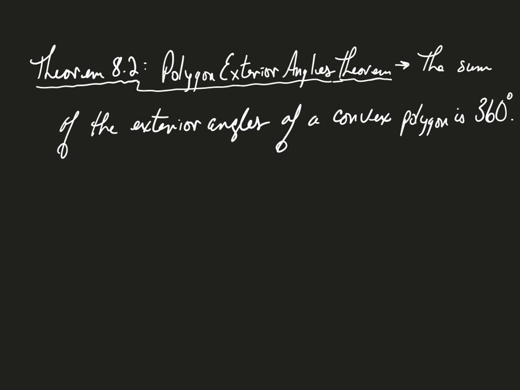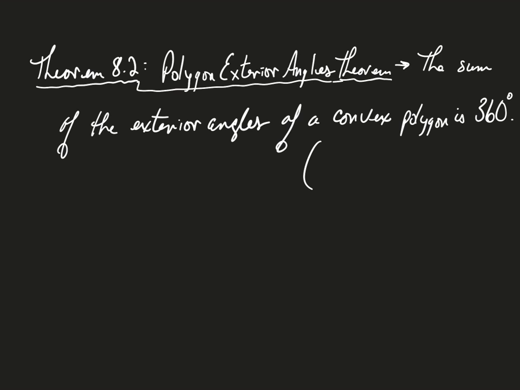All right, good afternoon. We're going to finish up section 8.1 by looking at one more theorem, some numerical problems, and then we'll just change gears a little bit at the end. First, the theorem, it's called the polygon exterior angles theorem, and it simply goes like this. The sum of the exterior angles of a convex polygon is 360 degrees.